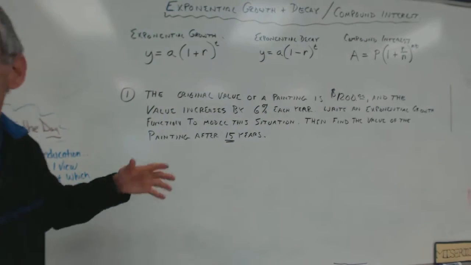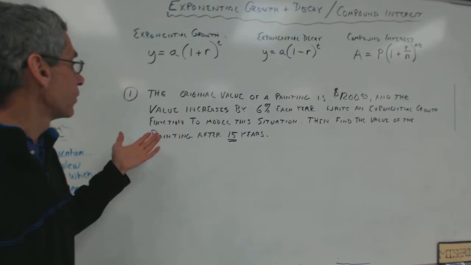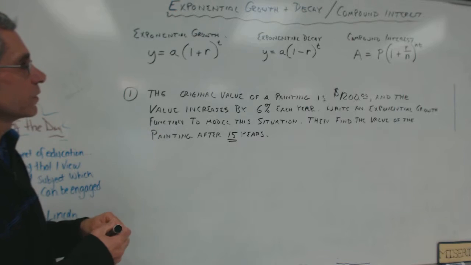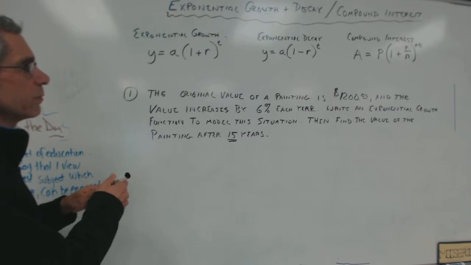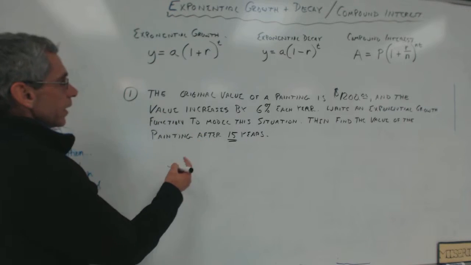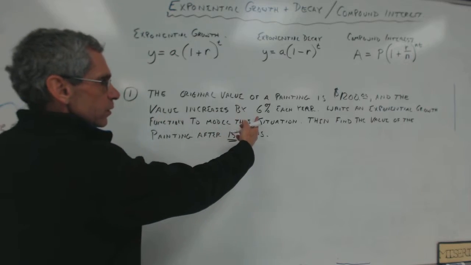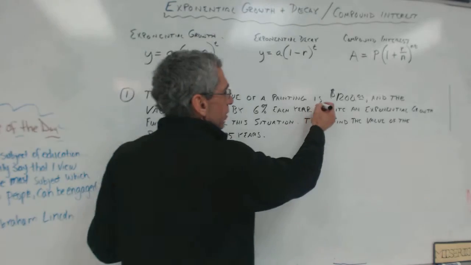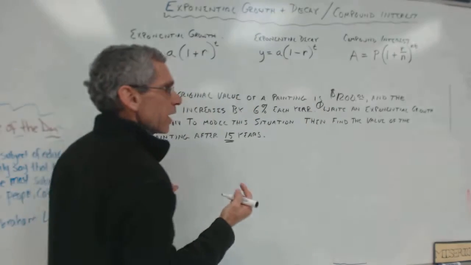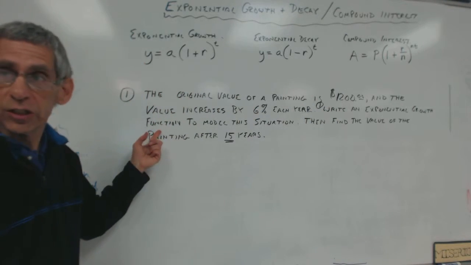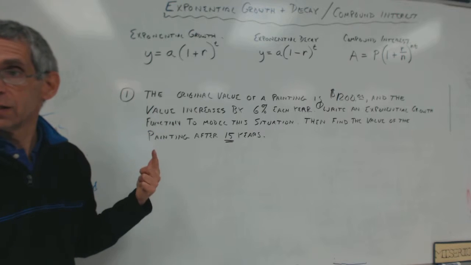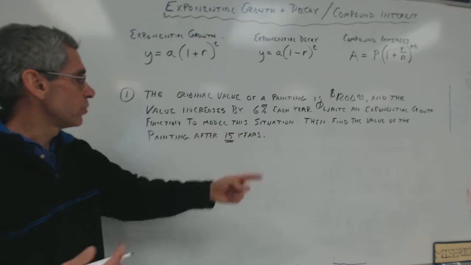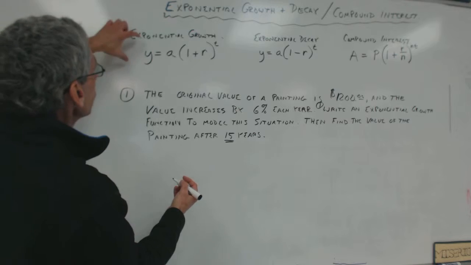Okay, so let's look at this. I'm running out of time here, so we're going to kind of go fast. But I think you understand it. So it says the original amount of the painting is $1,200, and the value increases by 6% each year. And then this is my first step. It says write the exponential growth function. That means an equation, right? To model this situation.